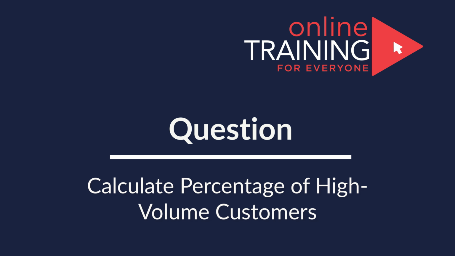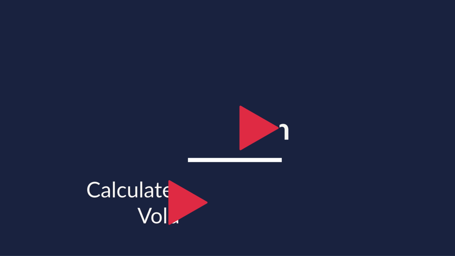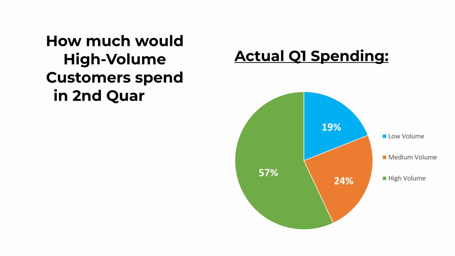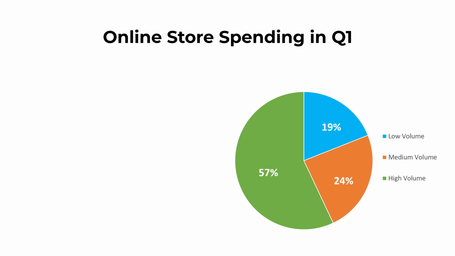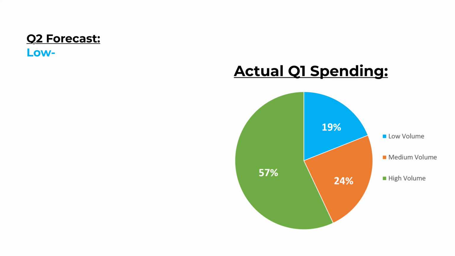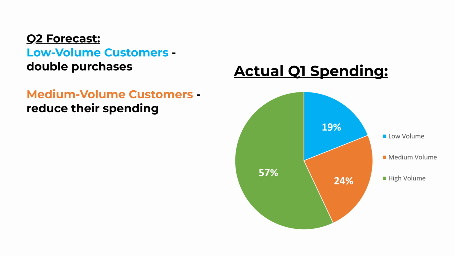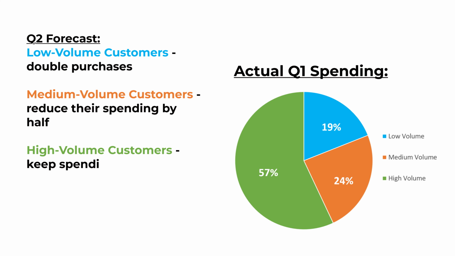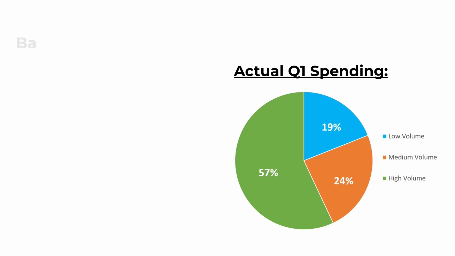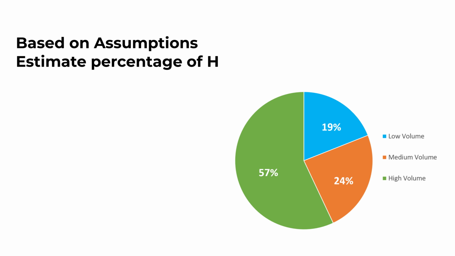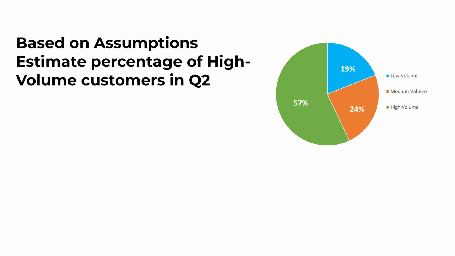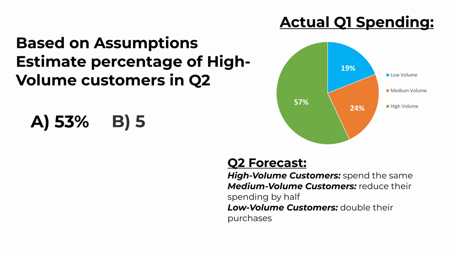Here's the question where you need to calculate the percentage of the high-volume customers, which tests your knowledge of charts and graphs. The following figure shows the tendencies to spend of visitors at the online store in Q1. Assume that in the next quarter, low-volume customers will double their purchases, while the medium-volume customers will reduce their spending by half, and high-volume customers will keep the same. What would be the percentage of high-volume customers in Q2? There are 4 different choices. Choice A, 53%, choice B, 55%, choice C, 57%, and then choice D, 59%.